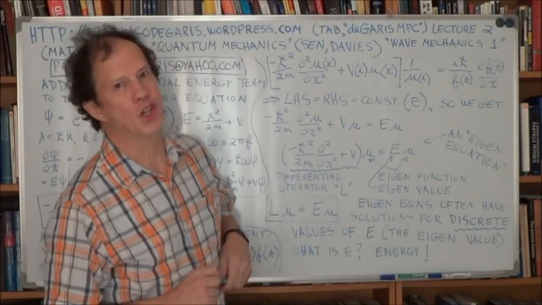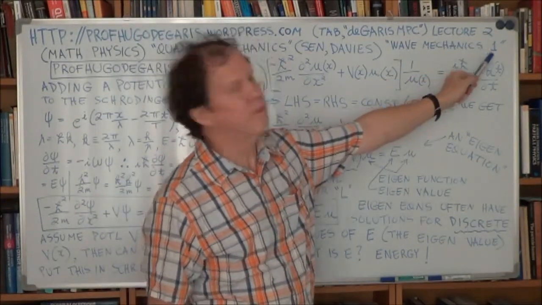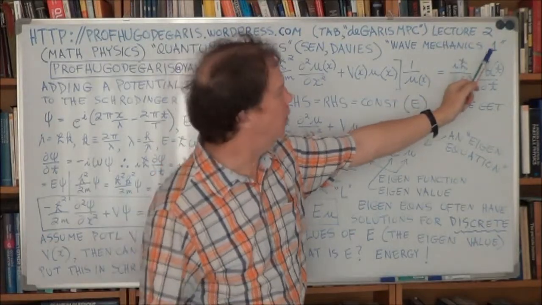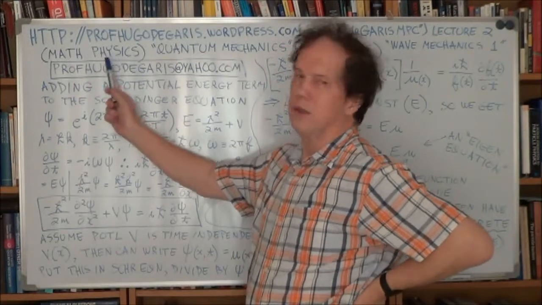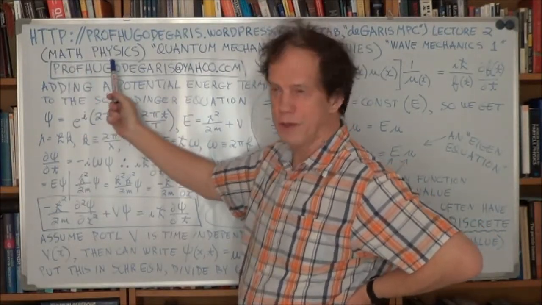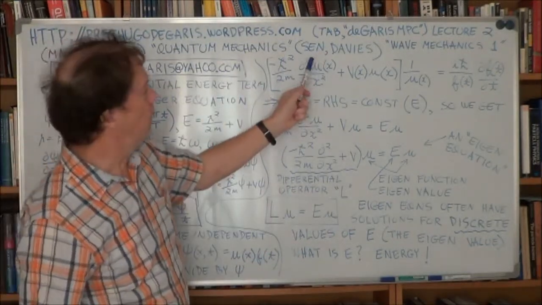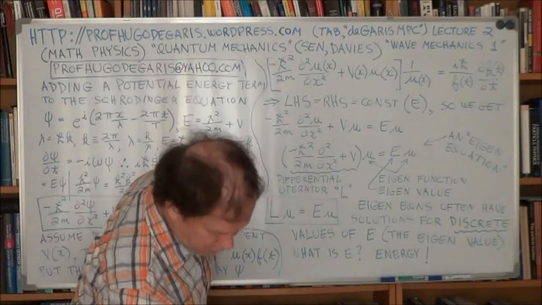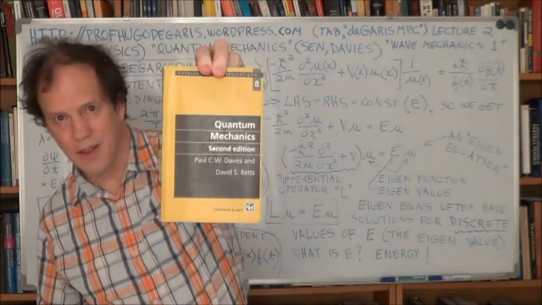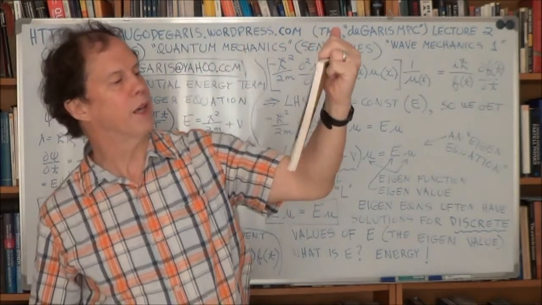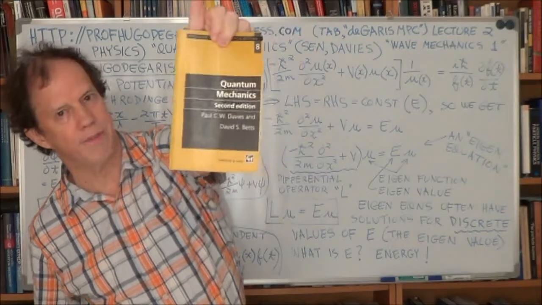This is lecture 2 on the topic of wave mechanics, part 1, because the second part will follow a couple of lectures later. It's a mathematical or theoretical physics course called quantum mechanics at senior level, and the first author of the text I'm using is Davies. Here's the text, called Quantum Mechanics, the second edition, by two authors, Paul Davies and David Betts.